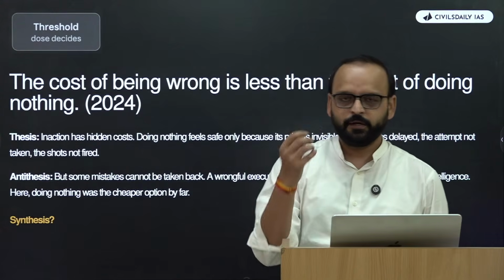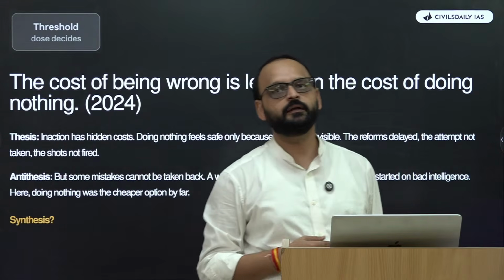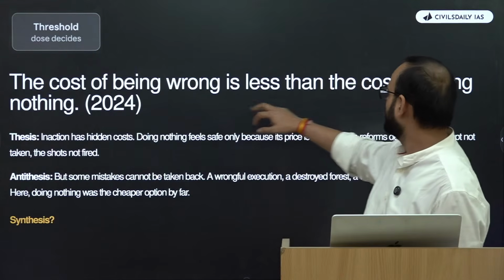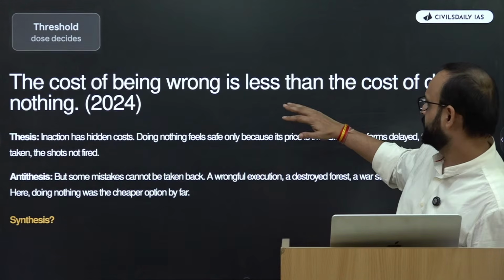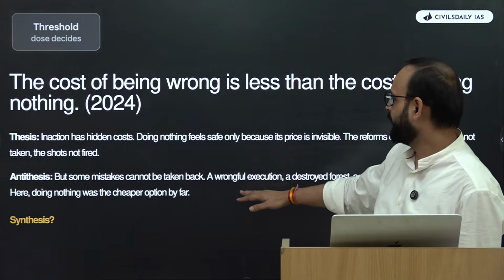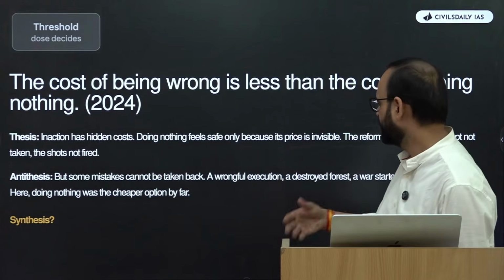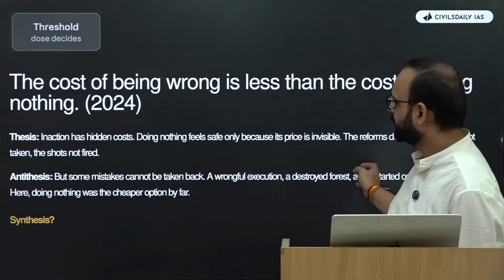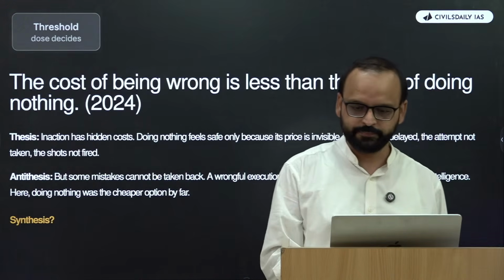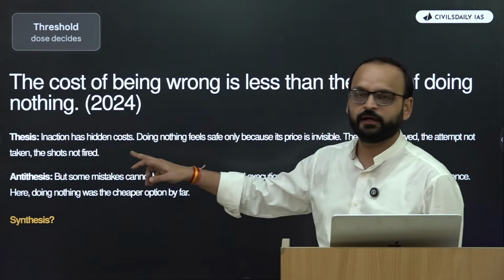From Indian history, from world history, I'll give you one. The policy of appeasement in World War II was the cost of doing nothing. The cost of doing nothing, right? Correct. And the antithesis to this would be, but some mistakes cannot be taken back. A wrongful execution, a forest when you destroy it, a war started on bad intelligence. Here, doing nothing was by far the cheaper option. I'll tell you more about this, but give me examples on both the cases. This is the classic tension of action versus inaction.